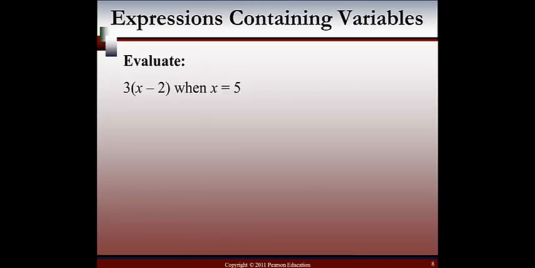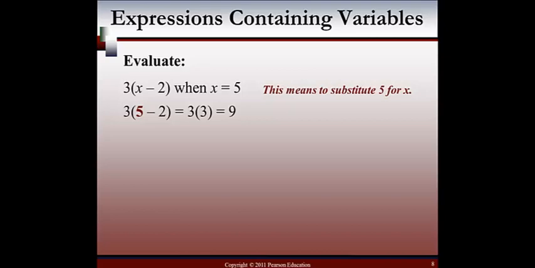Okay, let's evaluate. This is expressions containing variables. So now what we're doing is we're going to be substituting in a new value for our x, and it'll tell you that value. So in this example, we have 3 times, and then inside of our parentheses, x minus 2 when x equals 5. So what we're going to do is we're going to substitute 5 in for the x. So that's what we do in that very next step. So wherever there's an x in your problem, you're going to put 5.